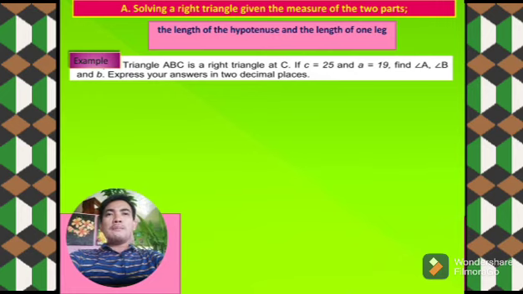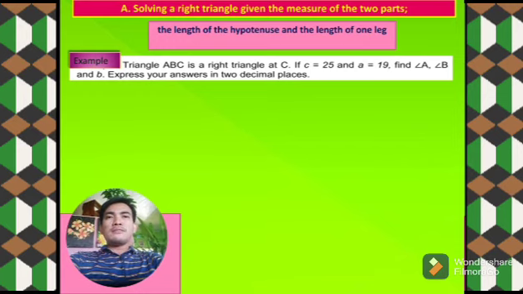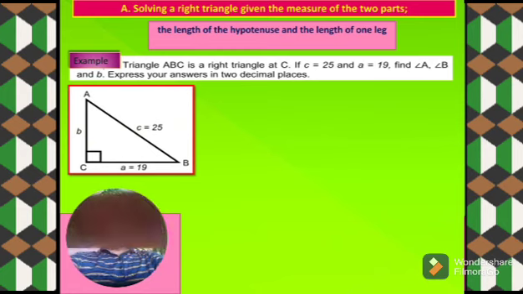Triangle ABC is a right triangle at C. If side c is equal to 25 and side a is equal to 19, find angle A, angle B, and side b. Express your answers in 2 decimal places. So in this case, you are going to illustrate first the figure. So we have here our figure on the screen.